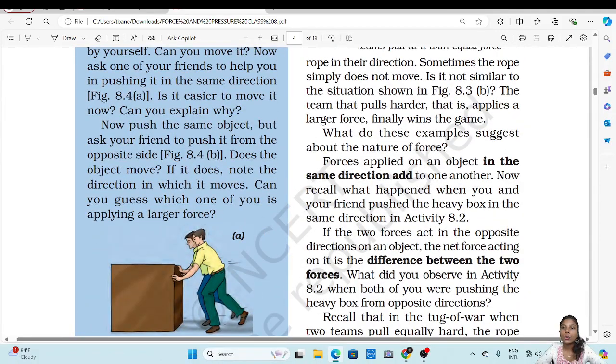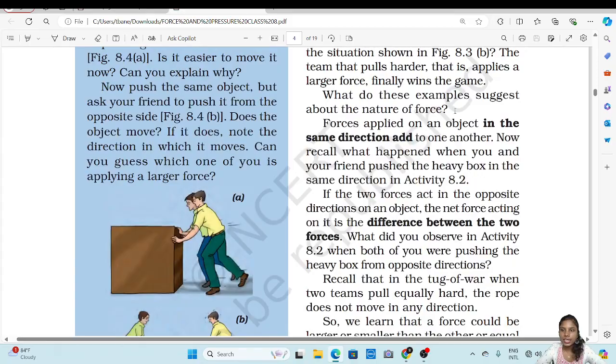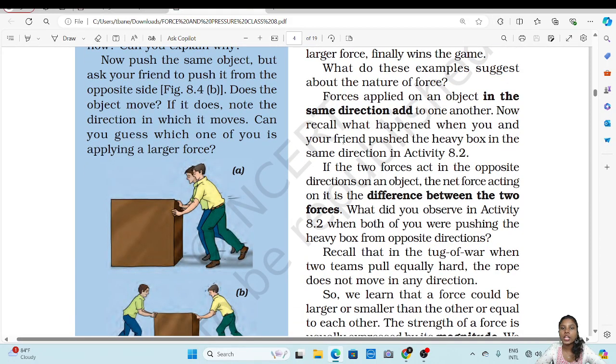So now what do these examples suggest about the nature of force? Forces applied on an object in the same direction add to one another. So say in that first case where they were trying to move the box, there was a force of only one person initially. That was not enough to move the box. When the other person came, their forces doubled because another person's force was adding on. In that case, the box was able to be moved.